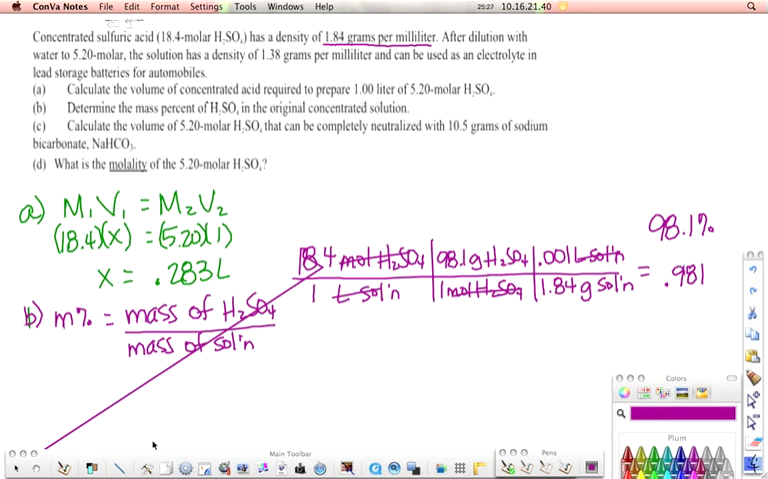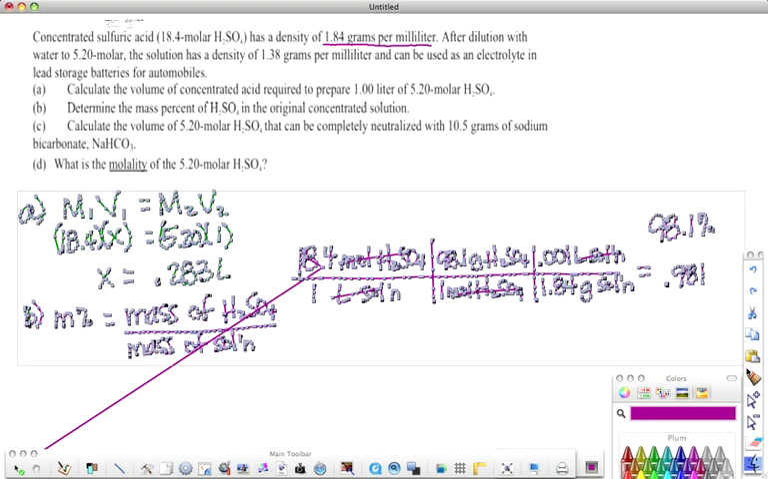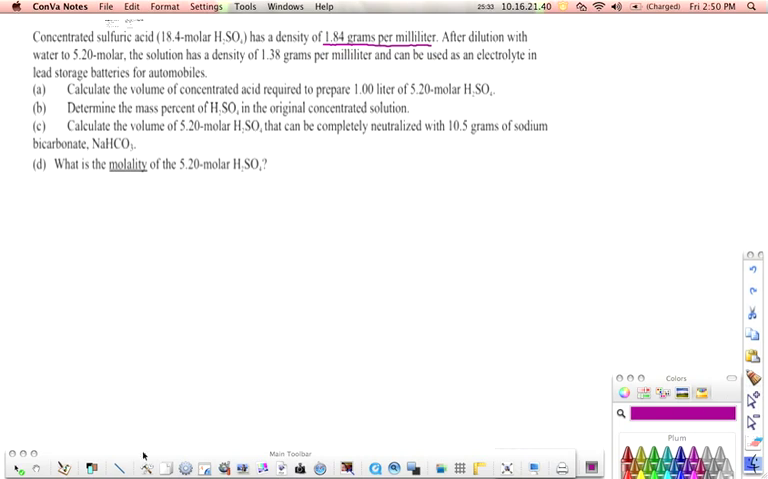All right, so for C, I need to erase to make some more room. Trash. Gotta love that. I love this little program. Okay, for C, let's change colors again because that's fun. All right, C wants you to calculate the volume that can be neutralized.